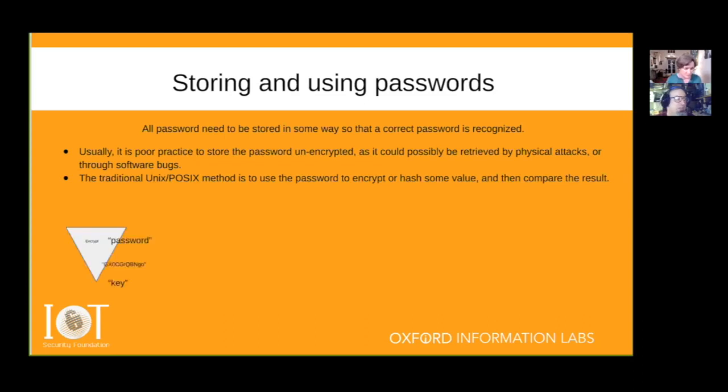So the obvious thing is to say, well, I better encrypt it, right? So I'm going to encrypt it with some key. So there's the password. It was "password", and encrypted to this gobbledygook, and it was encrypted with some key. But, well, how do I use it? Well, I have to decrypt it. So that means I have to keep the key around.